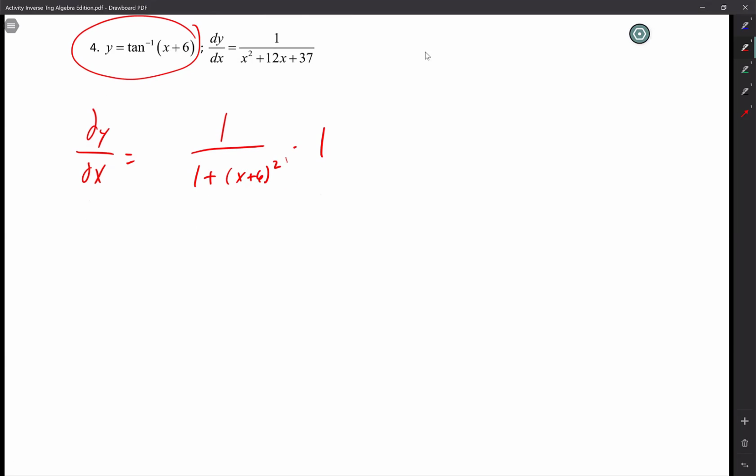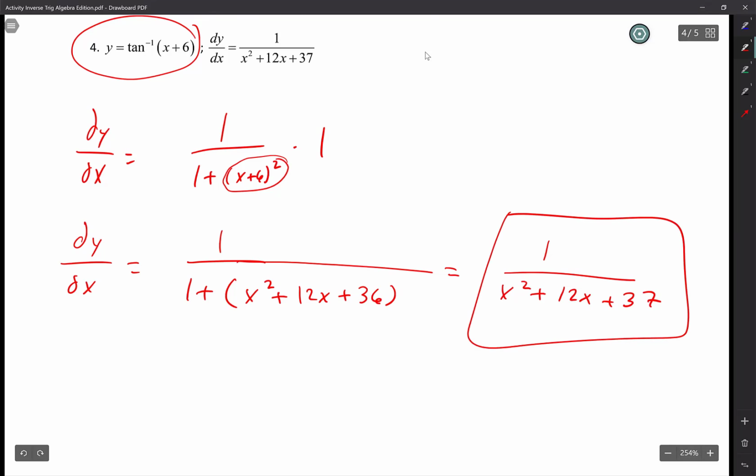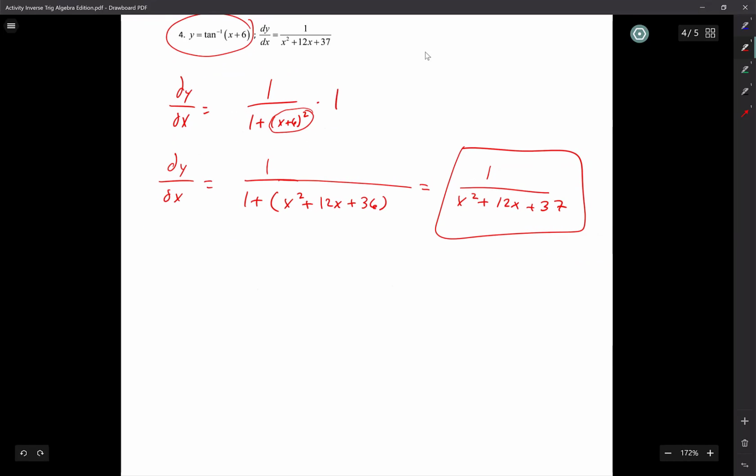And then we're going to expand this part right there. So dy dx equals 1 over 1 plus x times x is x squared. X times 6 is 6x, but I'm going to have 2 of those, so 12x. And then 6 times 6 is 36. And then you can just drop the parentheses, 1 over, and then write x squared plus 12x plus 37. So there it is. We have a whole bunch of white space that we did not use because we didn't do any manipulation. We just went right into it. So this one is the easiest one from all of them.